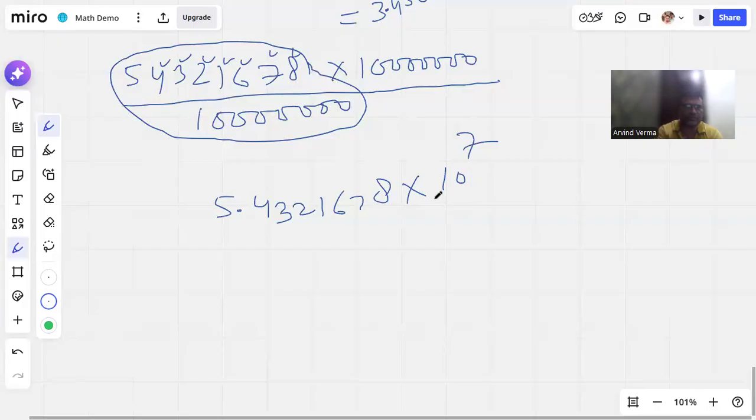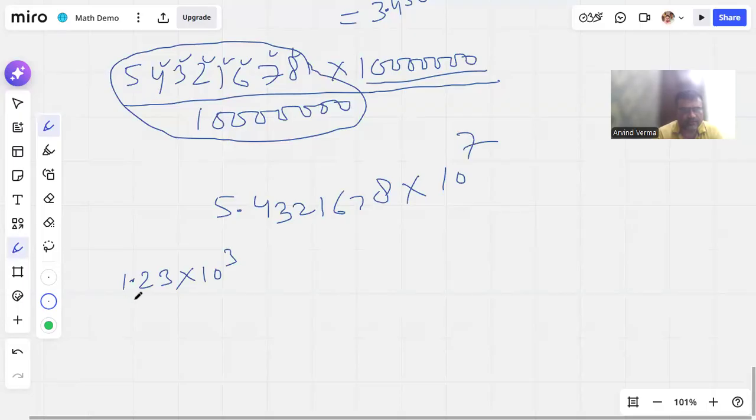How did this 10 raised to the power 7 come? Because of these 7 zeros. Now, if I already have a number in the standard form and I have to convert it into the usual form, take 1.23 into 10 raised to the power 3. This is in our standard form.